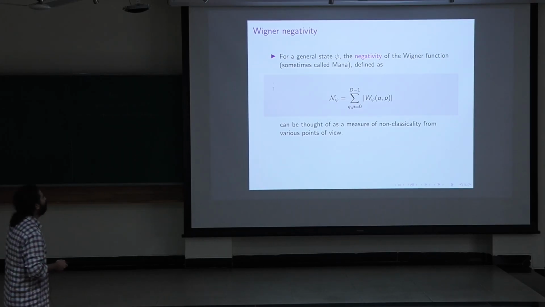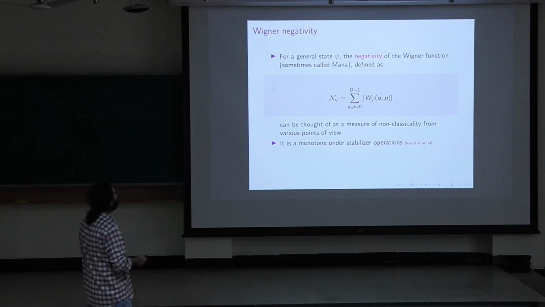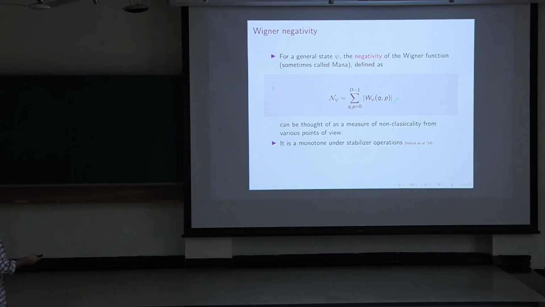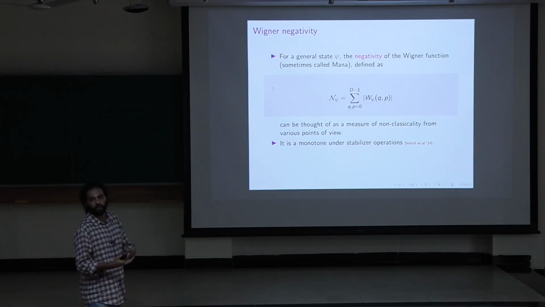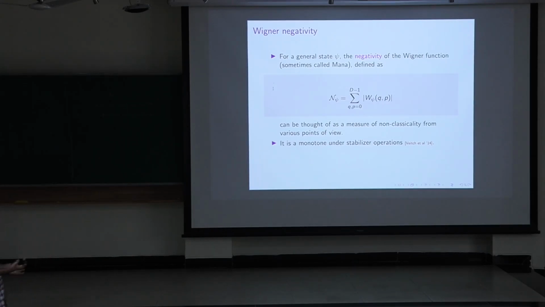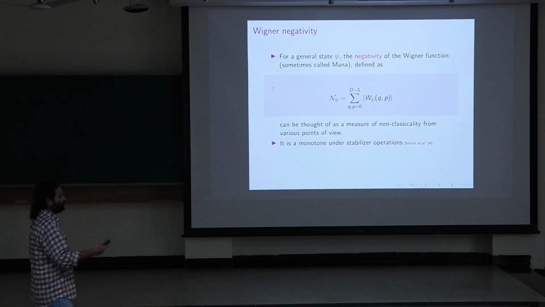Yeah. Very good. Now, this thing over here, the negativity of the Wigner function, you can think of as some measure of how non-classical a state is. Some measure of the intrinsic quantumness of the state, if you like. Then there are several ways you can think about that.